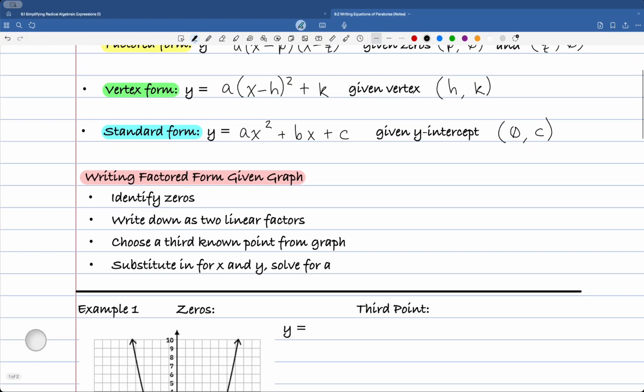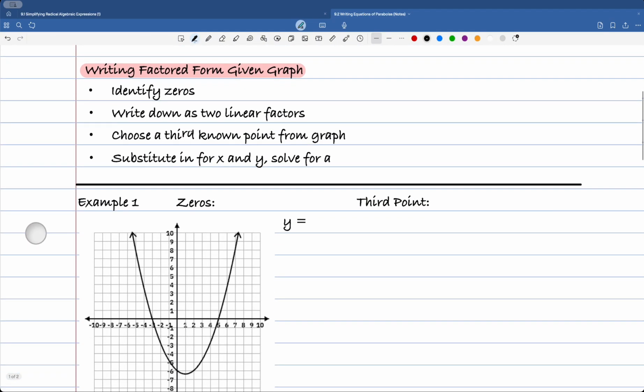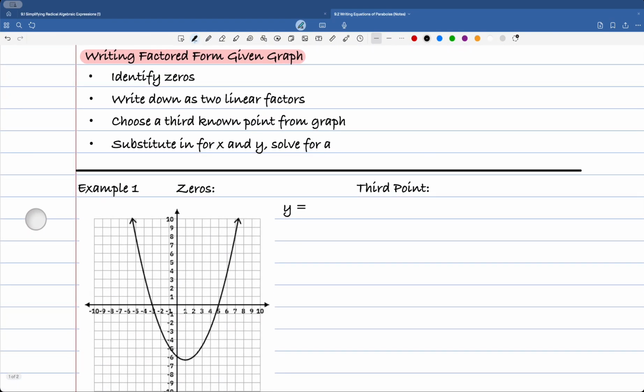Now, writing factored form given the graph. So we're going to be given graphs and we're going to be writing equations for these parabolas. And we know we can use factored form because we see that it's crossing some points that are on the x-axis, where our solutions are going to be found, or our zeros.